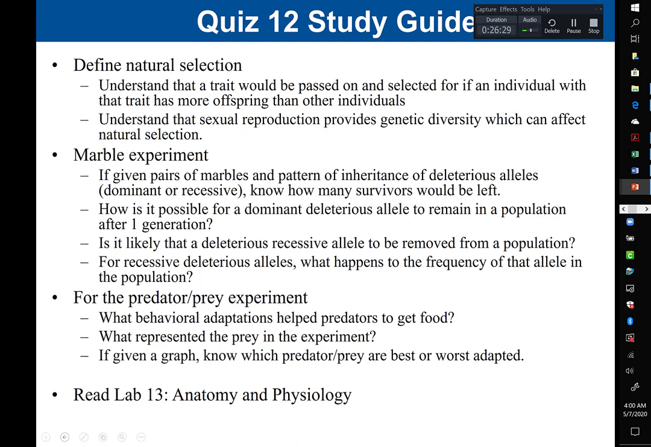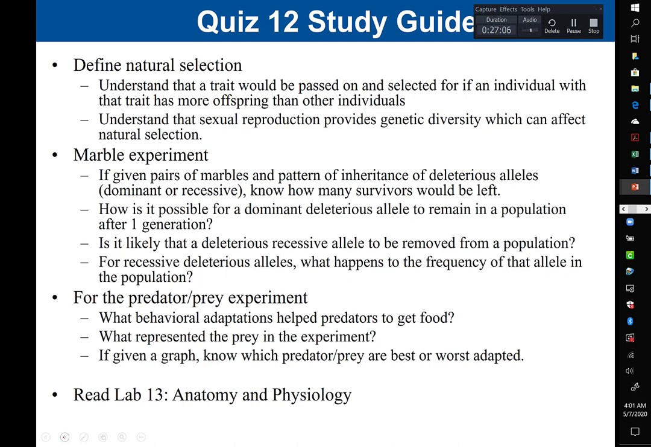How is it possible for a dominant deleterious allele to remain in a population after one generation? Again, I talked about this: if that dominant deleterious allele is something that comes on later in life, well, then those people who have that dominant deleterious allele can reproduce and pass it on to future generations. So it is possible for a dominant deleterious allele to stay in a population after one generation, but in our experiment, we only saw it in one generation because we assumed that they died off right away.